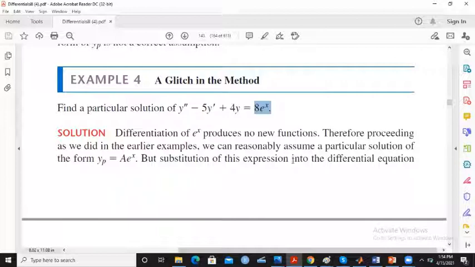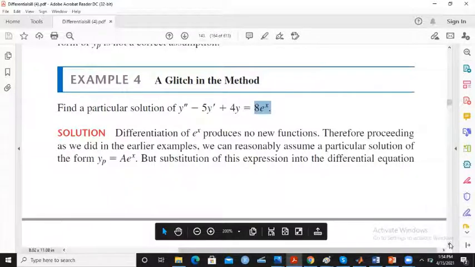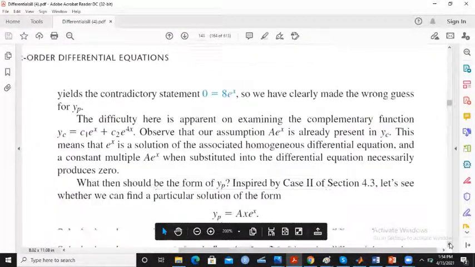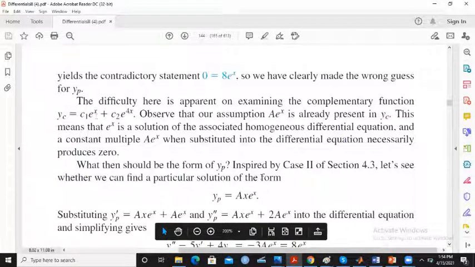The rule is to multiply by x to avoid the repetition. I repeat, the rule is to multiply with x to avoid repetition. So this time you will have yp equal to Axeˣ. Why? Because you have already obtained in yc a constant times eˣ, so to avoid the repetition, you will go for Axeˣ.